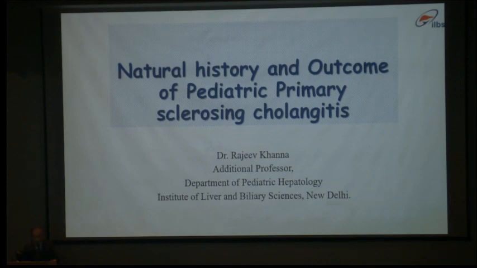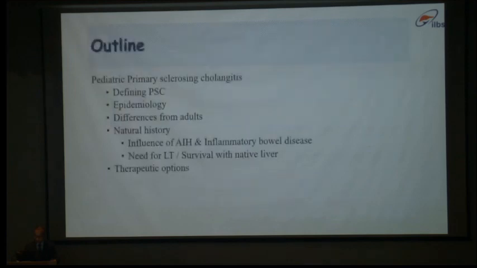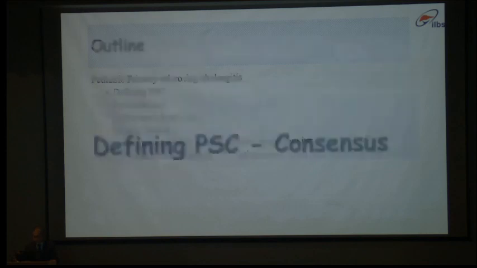So I begin with my talk on natural history and outcome of pediatric primary sclerosing cholangitis. I will give my talk under these headings. I will cover some of the adult PSC data also, and also will try to compare the adult PSC with pediatric primary sclerosing cholangitis.